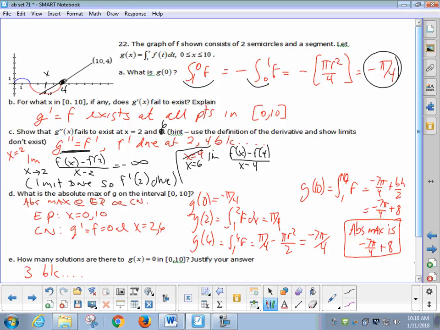So x equals 6. If you take a point left in there, those slopes, what do they approach?